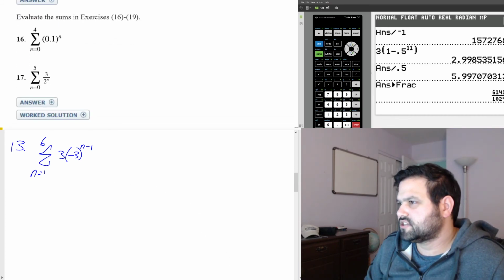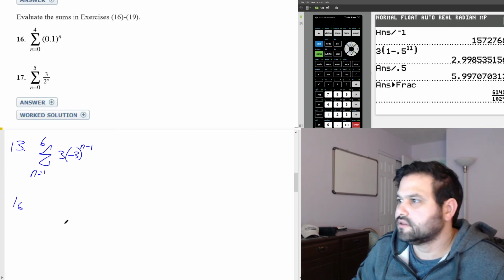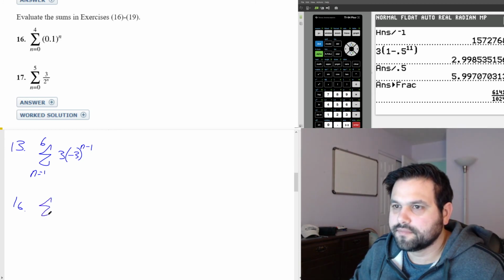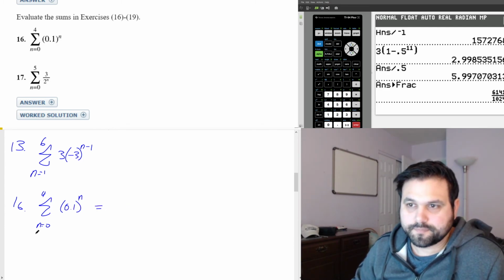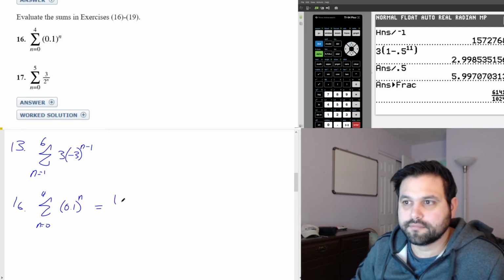Let's go with one more example. Let's take a look at 16. Let's evaluate that sum. We have the sum from n equals 0 to 4 of 0.1 to the n. What's the first term here? Well, plug 0 in, and we get 1. Then 1 minus, what's the r value? 0.1 raised to the n.